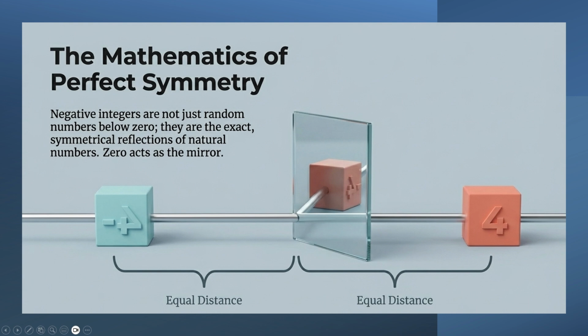Now let's go to the mathematics of perfect symmetry. The negative numbers are not just random numbers without 0, they are exact symmetrical reflections of the natural numbers. 0 acts as the mirror. Means -4 and 4 both look the same except for the sign.